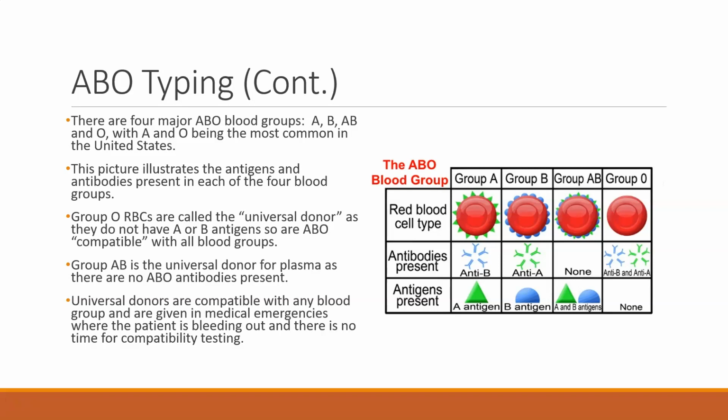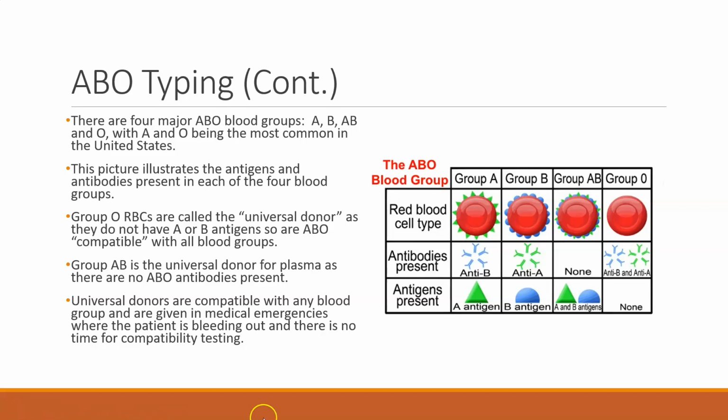I want you to know that there are 4 major ABO blood groups, A, B, AB, and O, with A and O being the most common in the United States, about 44%, 42%. In Asia, the most common blood group is O and B. So depending upon where you live in the world will determine the frequency of ABO blood groups. This picture illustrates the antigens and antibodies present in each of the 4 blood groups.